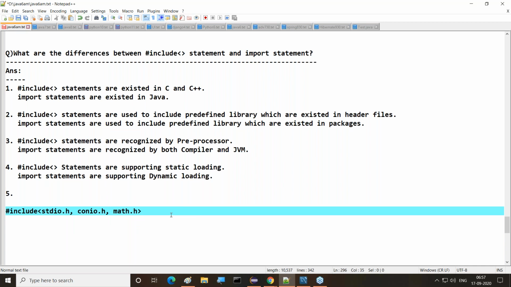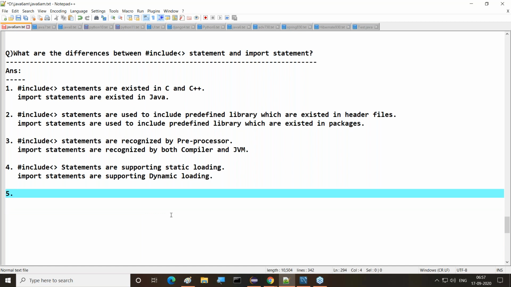Is it possible to include more than one header file in memory by using a single hash include statement? No, not at all. It is not possible.